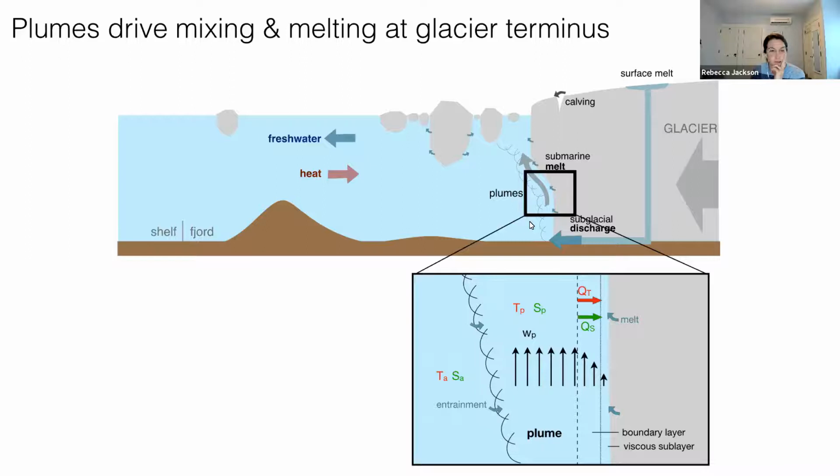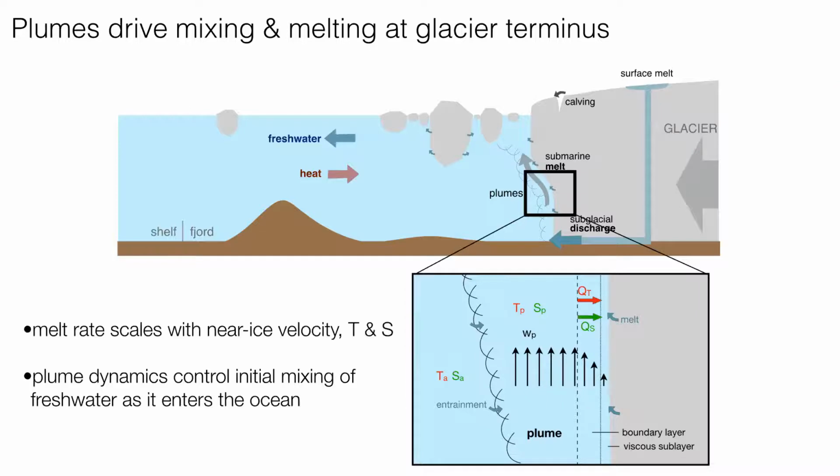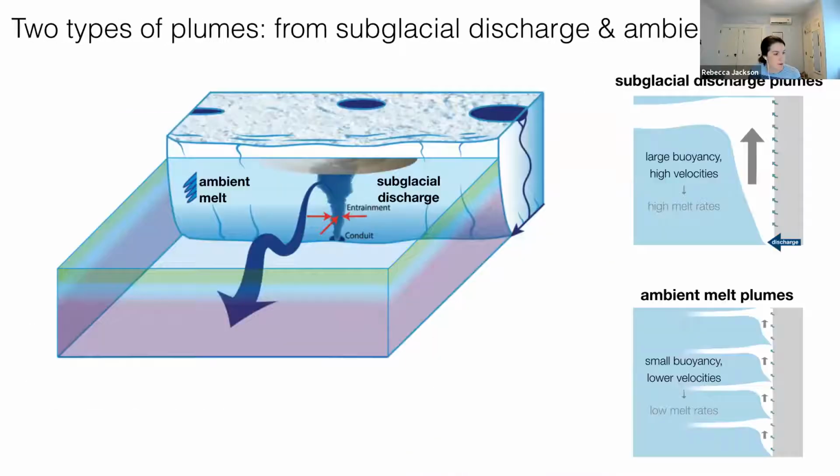So the short answer is it's somewhat of an unknown, although the limited evidence we have from the system I'm going to focus on is that by the time it's rising along the terminus, the concentrations are a little too low to have a significant effect on density. Thanks. Okay, so there's actually two types of plumes that we can characterize along the terminus.